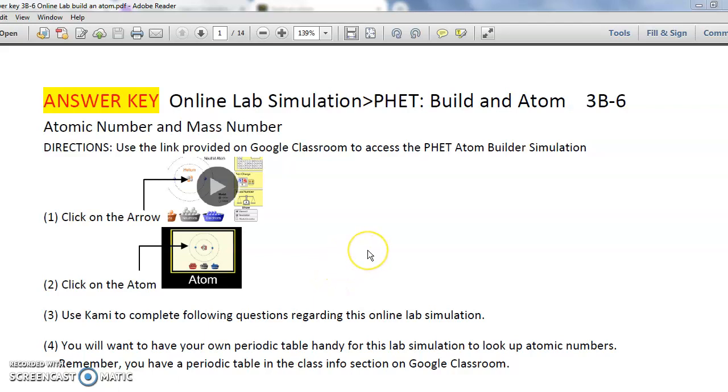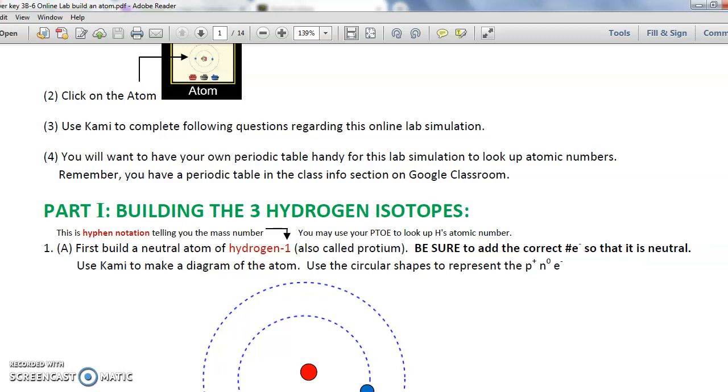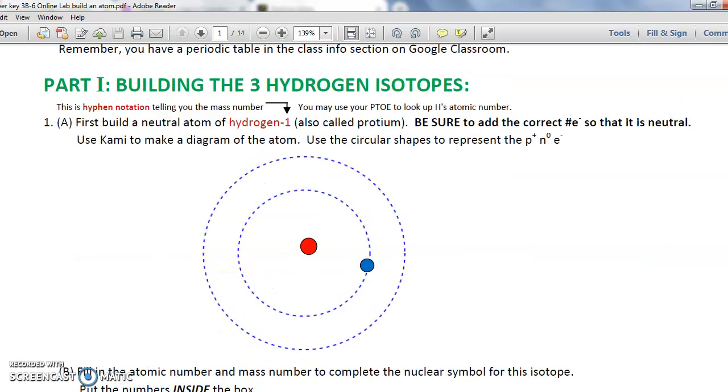Welcome to our help videos on 3B6 laboratory, the Build an Atom laboratory, where we're getting comfortable with atomic number and mass number. In our first part of the lab, we are asked to build the 3 hydrogen isotopes. And the first one they ask us to build is hydrogen 1.